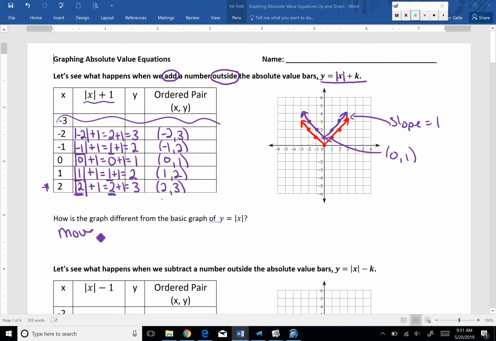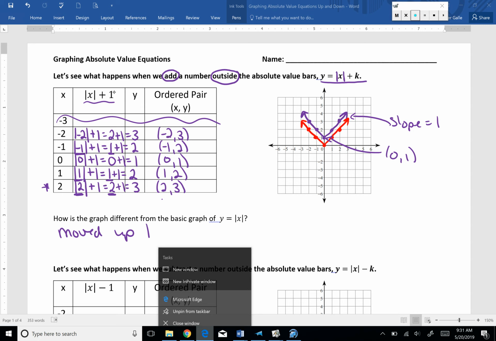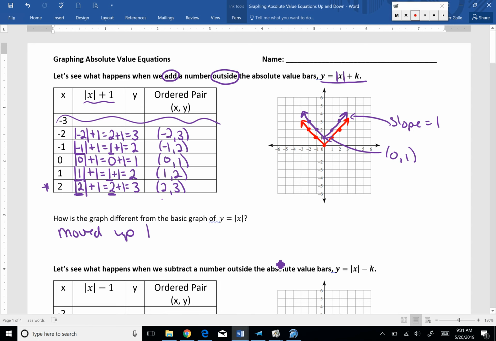So we moved up 1. So adding the 1 outside of the absolute value bars caused our graph to just move up 1. It didn't change my slope at all. It just changed everything up 1 is all that happened. So adding outside the absolute value bars caused our graph to move up.